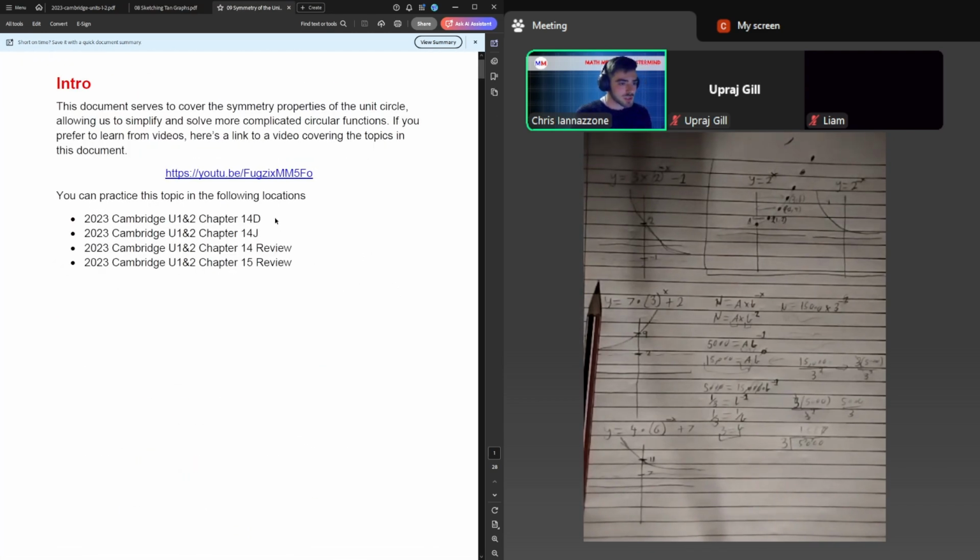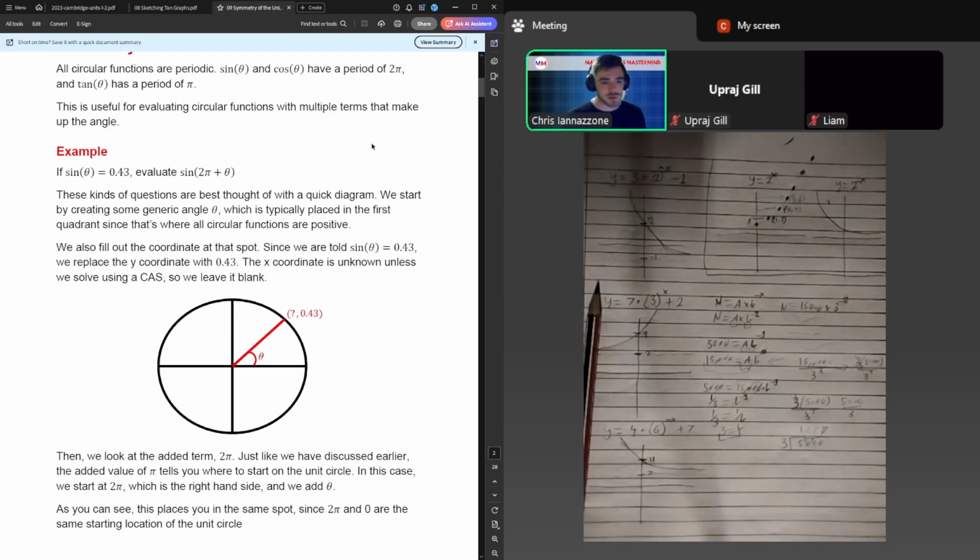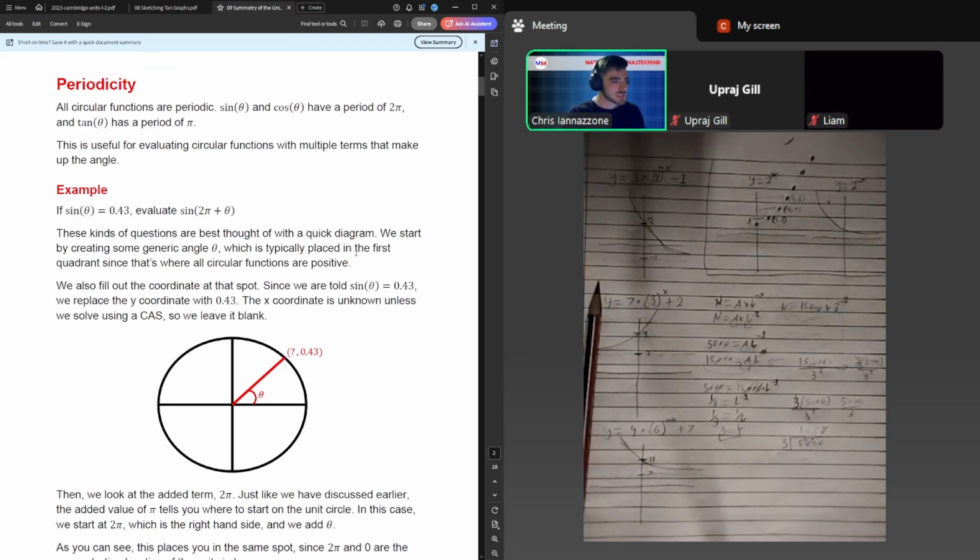The next part is on some symmetries. The unit circle has symmetries involved in it, and if you are very familiar with those, then you can save a lot of time when it comes to solving particular circular functions. The first is that circular functions are periodic. First, we look at sine and cos, which have a period of 2 pi. So basically put, if you know what sine is equal to, then adding 2 pi, or any multiple of 2 pi, to your angle, whatever that angle is, it's the same thing as if you had just gotten back to where you started.